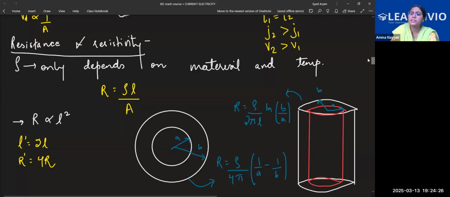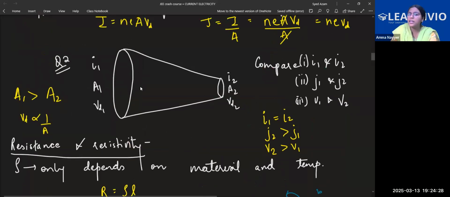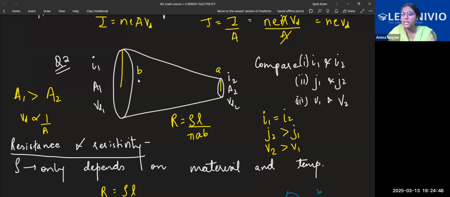Now, one more thing, class. If this figure comes, let's say this radius is A and this radius is B. So here the formula will be R is equal to rho L by pi A into B. Now see, if this is uniform, a cylinder, then A and B will be equal. So what will be the formula then? Rho L by pi A square, which is rho L by A. We are getting the formula back.